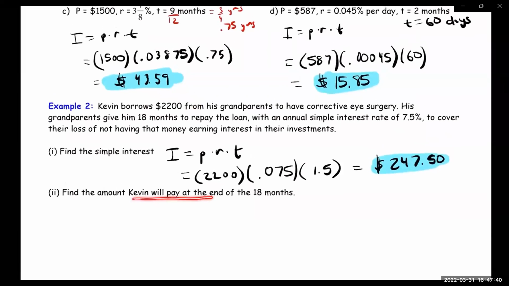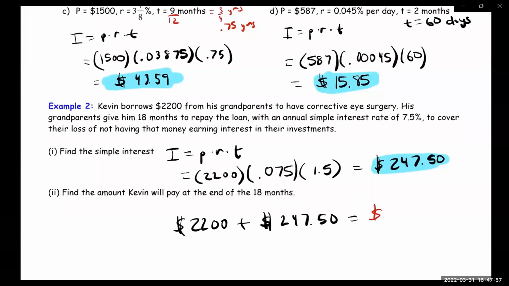All right. Find the amount Kevin will pay at the end of 18 months. So there we go. $2,200 plus $247.50. So that's going to be 2,447 and 50 cents. So 2,447.50. All right. So that's how you would apply that. Now let's move on to the next one.